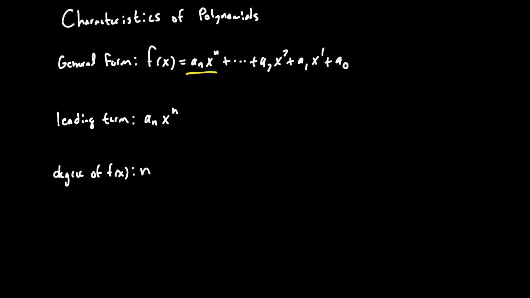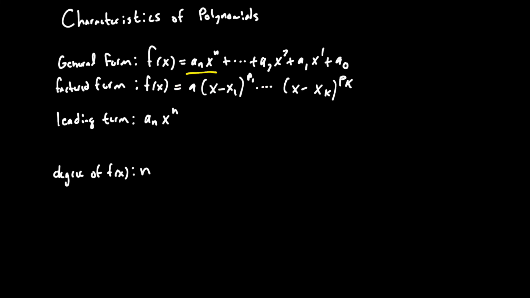An interesting fact about polynomials is that they can always be completely factored, where in this factored form, these x minus xi's are what we call factors, and factors determine the zeros of our polynomial, and the powers p1 to pk determine the number of times our zeros appear. And the number of times a zero appears is what we call the multiplicity of a zero.